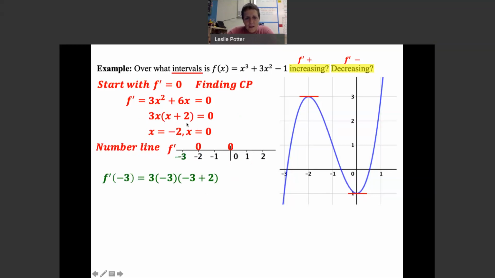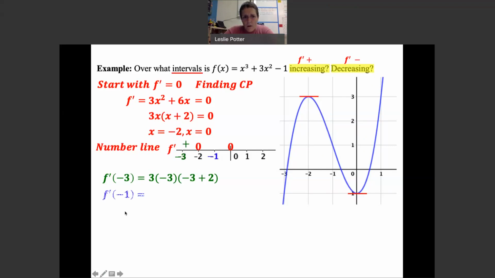Okay, and the reason why I did that is because it's easier to see positives and negatives when you have products. So I stick a -3 here, this outside is going to be negative. If I stick a -3 here, the inside is going to be negative. Negative times a negative is a positive. So that's how I'm working this factored form to my advantage.